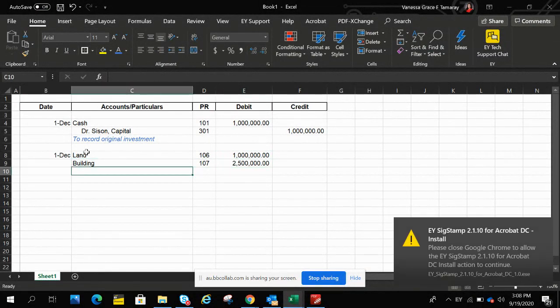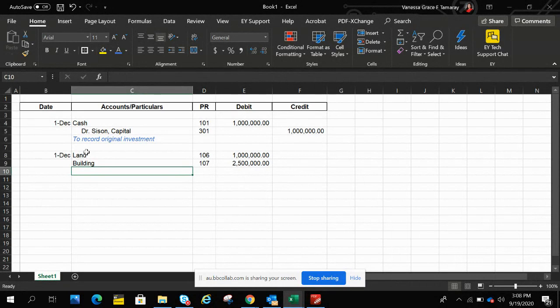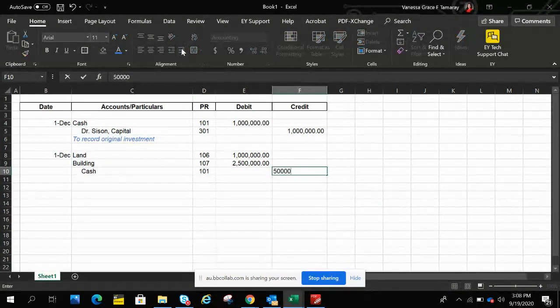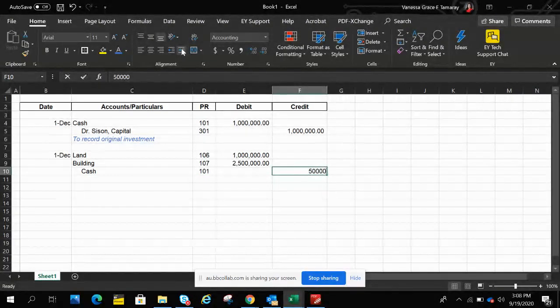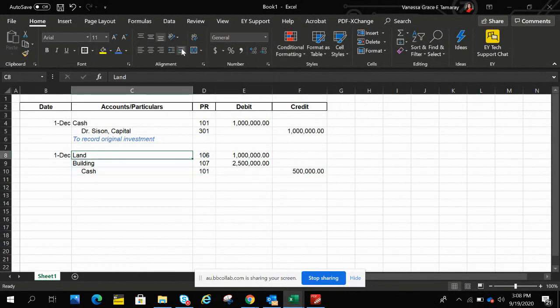And then credit. Paano daw tayo nagbayad? Paano natin siya babayaran? Cash 500,000 pesos. So, meron kang credit cash. 101. Magkano? 500,000 pesos. And then, another one is, we have notes payable.